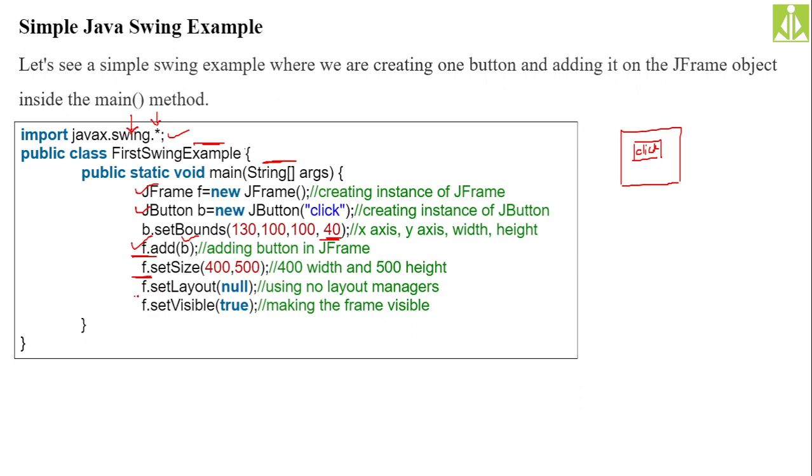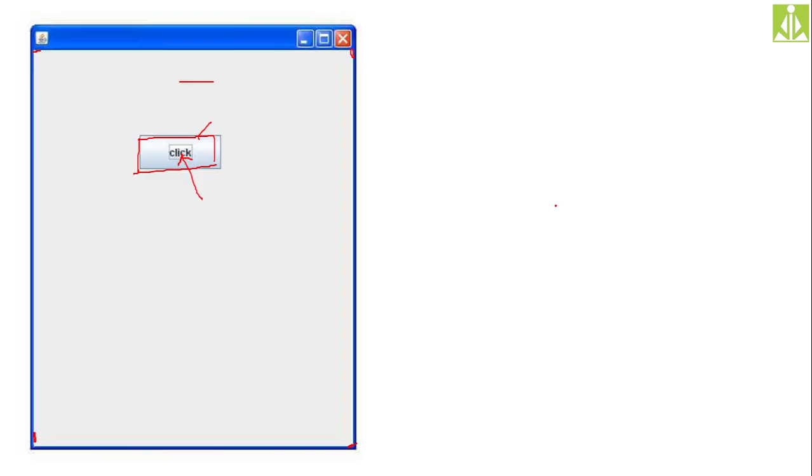Then setLayout: as so far we are not setting any layout, we simply make it null. And f.setVisible(true) will make your component visible. So these statements, in this way only, you have to write inside your Swing application, and when you execute this application you will get this type of output. See how easy it is to get this much inside your Java GUI application.